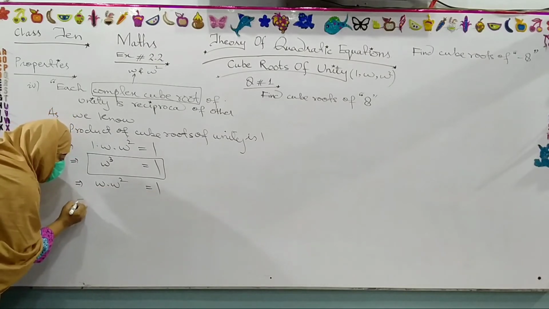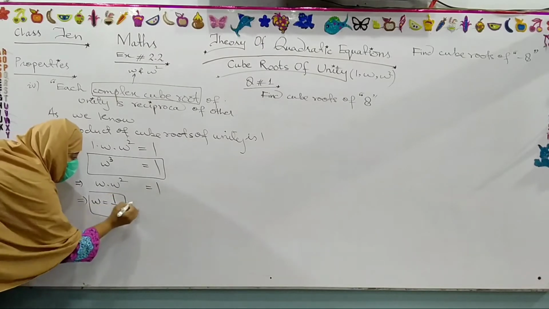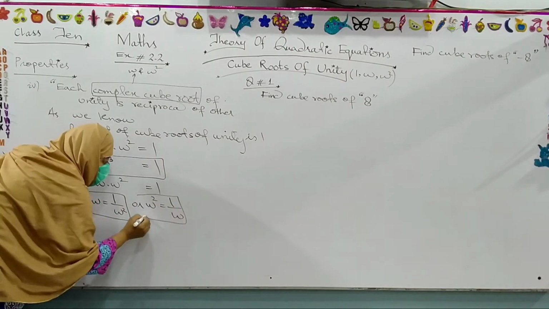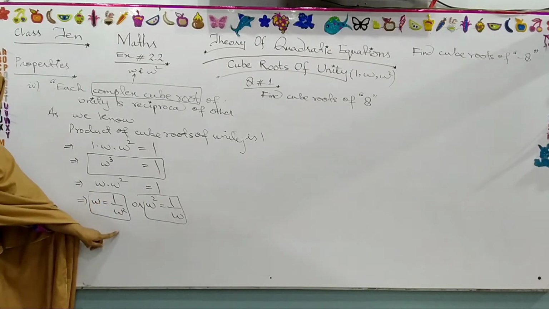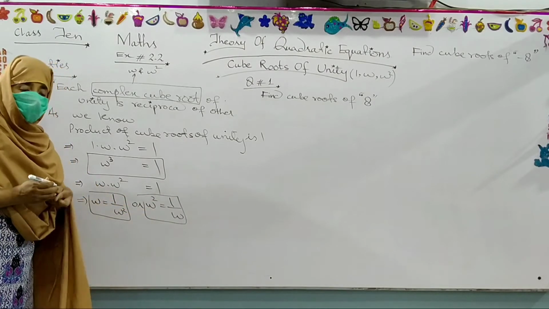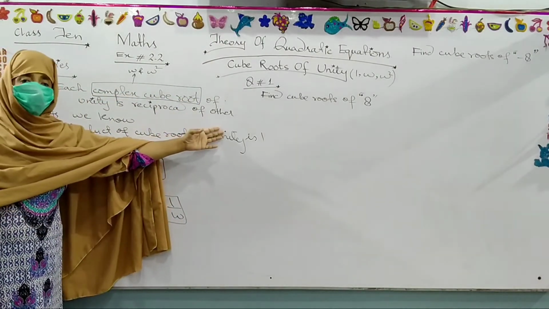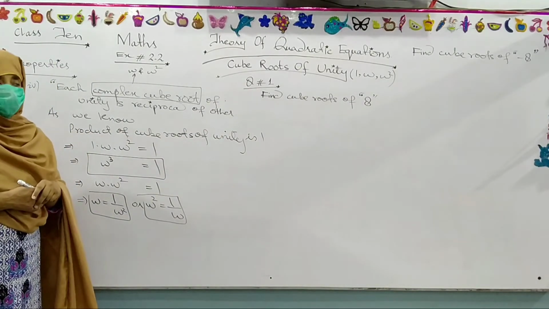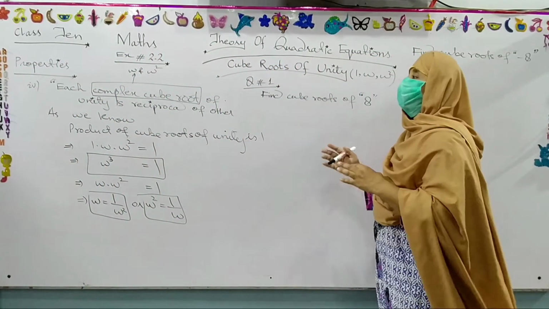From here I can say either omega is equal to 1 over omega square, or I can say omega square is equal to 1 over omega. You are observing, students? Omega is the reciprocal of omega square and omega square is the reciprocal of omega. Hence we can say each complex cube root of unity is the reciprocal of the other. Now students, we have finished the four properties of cube roots of unity. Now we will do our exercise 2.2.